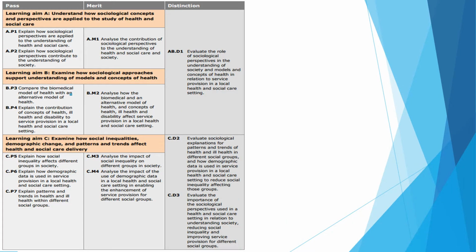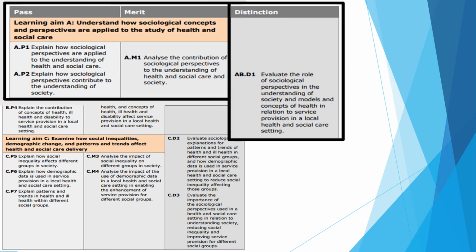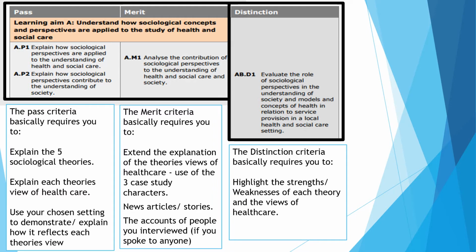So if we look at the marking grid, so this is the one we talked about before, and really we're looking at this section here, P2, M1, D1, but just expand what we've got here. So for P2 it says explain how perspectives contribute to our understanding of society. Now what that means is basically explain the 5 theories, how they view healthcare, and link it to your setting. For the merit, it says analyse the contribution of sociological perspectives to the understanding of health and social care. So this is to extend your explanation of the theories. Use the case study characters to support this. Use news articles, stories, accounts of people you've interviewed if you've spoken to anyone.